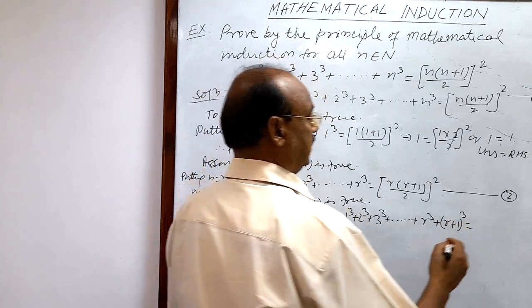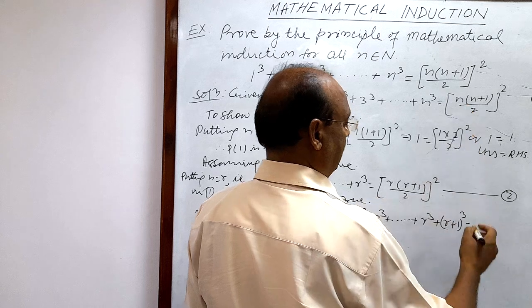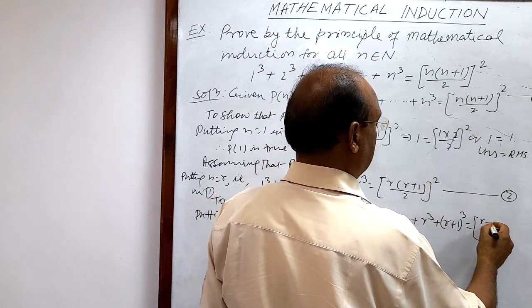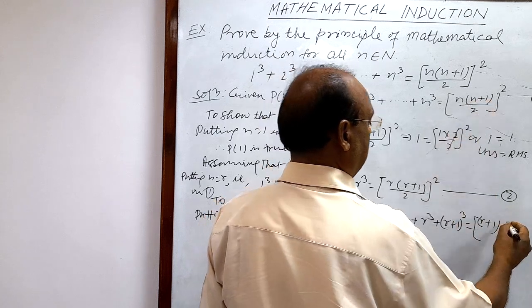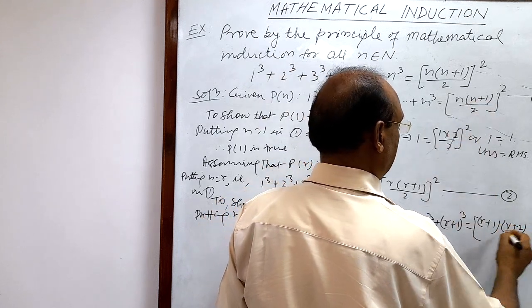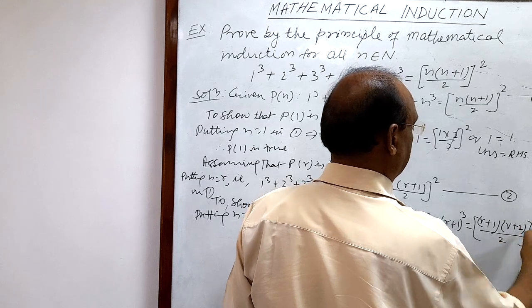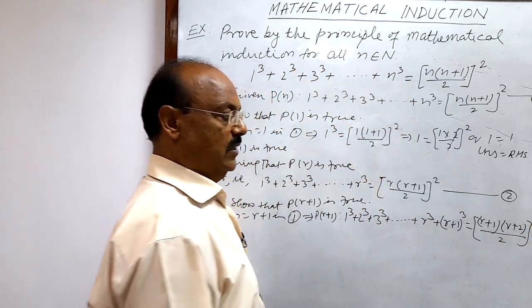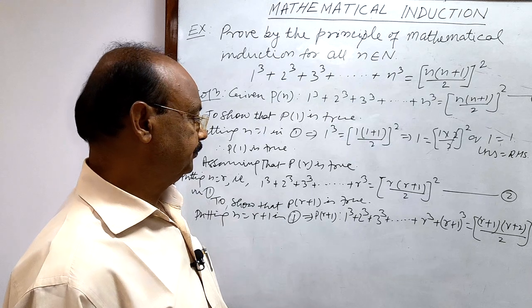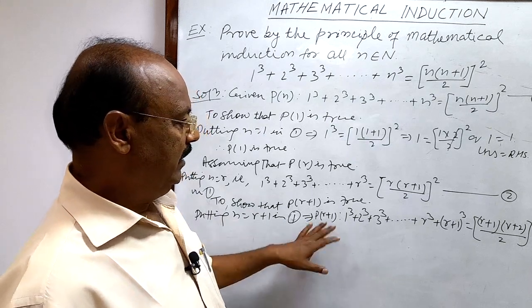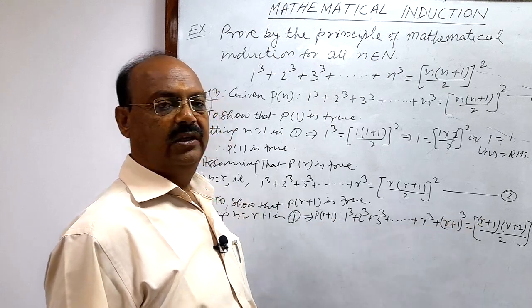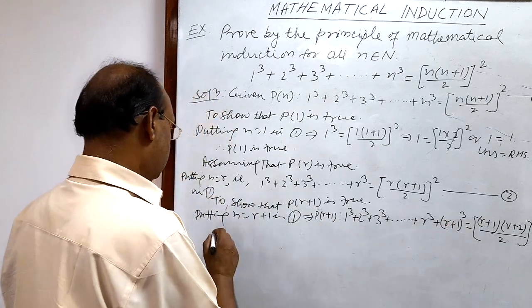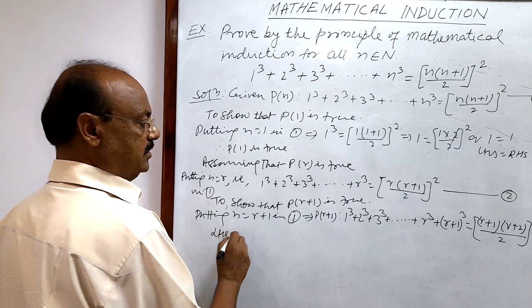And here the right hand side is, in place of n we have to write r plus 1. So this is r plus 1, and here r plus 1 and plus 1, so r plus 2, divided by 2. This is whole square. Correct? Now here we have to establish that LHS and RHS both are equal. So let us start with LHS.